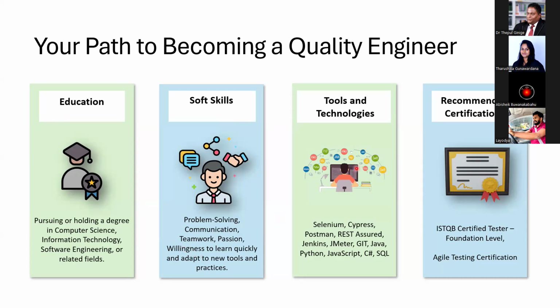And when it comes to tools and technologies, you have to know about these things, right? Basics of these things: Selenium, Cypress. It's true that if you know Selenium, you can quickly adapt to Cypress, but you need to know the basics of these things as well, right? Postman, Rest Assured, Jenkins, JMeter, JIRA, Java, Python, JavaScript, C Sharp, SQL. So those things you need to know when it comes to tools and technologies, right? To get into the quality engineering field, at least you need to know the basics of these, because these things are going to be asked in your interviews, right?